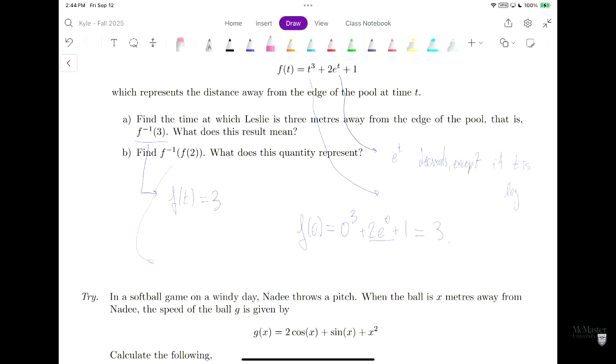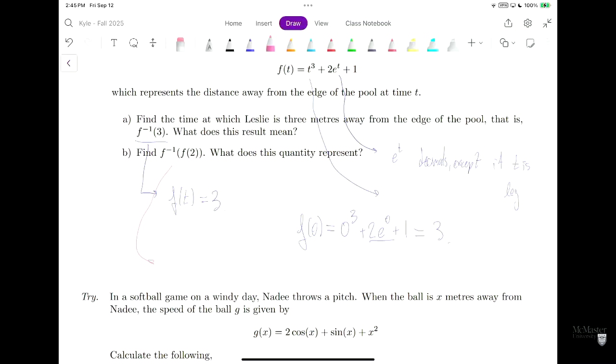So, in particular, functions map inputs to outputs, and their inverses map outputs to inputs. So, when we're finding f inverse at f of 2, what we're saying is, remember, t is our time, and f is our distance away, right? So we're saying, at what time are we the distance away that we are at when the time is 2? So we're answering our own question when we ask the question, right?